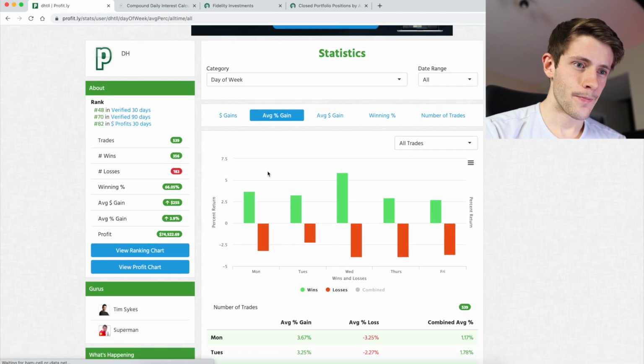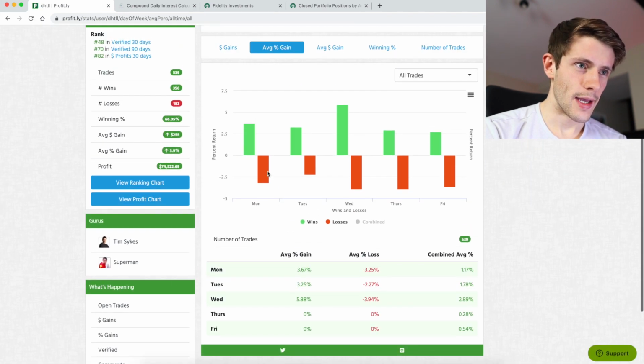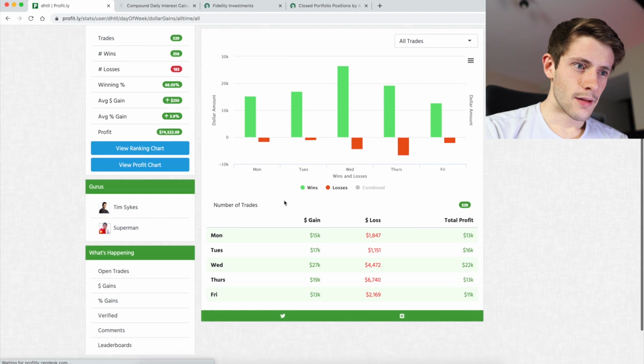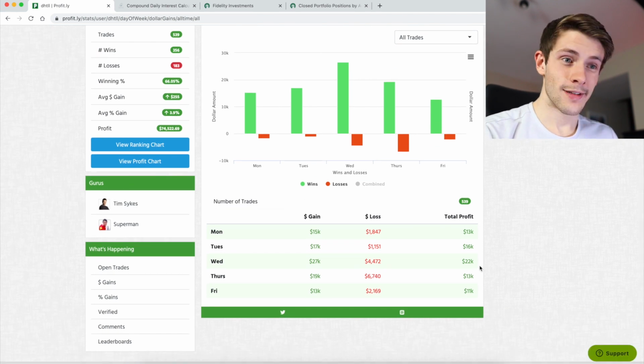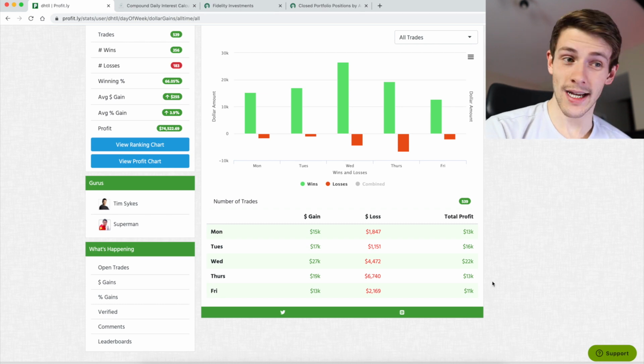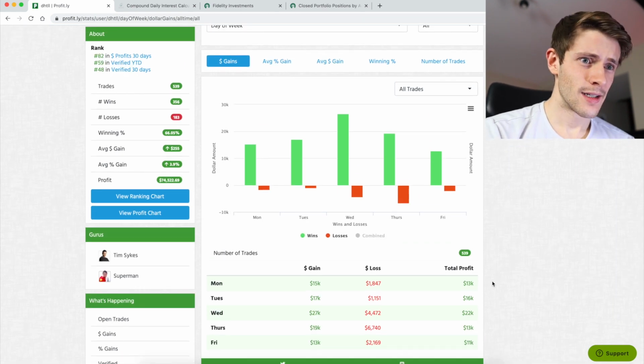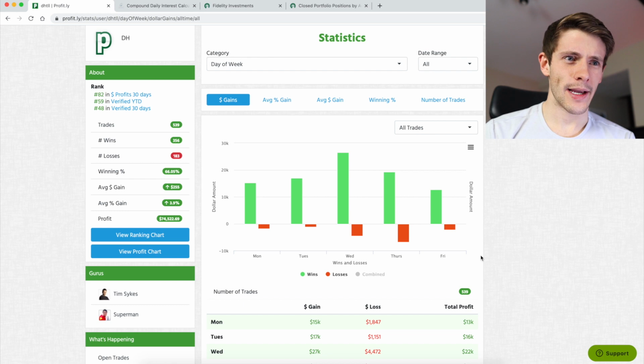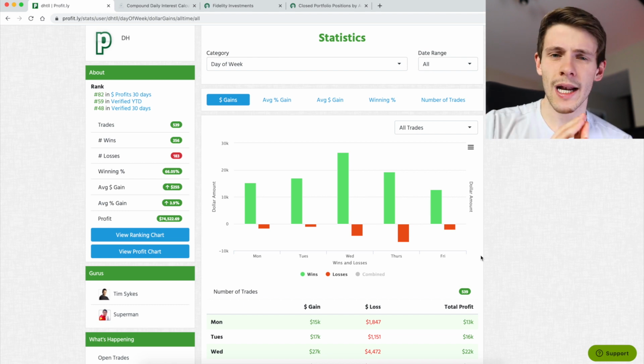This one's cool to see. I can see here that, man, I've made a lot more money on Wednesday. Wednesday's my best day. Friday's my worst day. That's kind of cool. It's cool to know that. So you have to go back and analyze yourself and know where you are the most successful. What setups are you succeeding at?